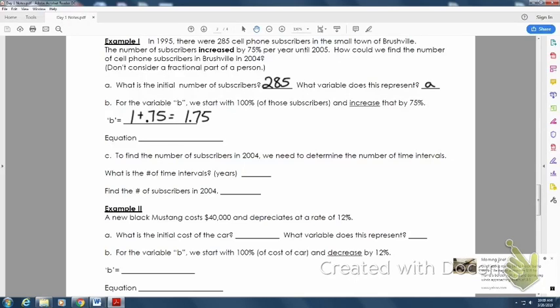Where's the 1 from? The 100%? Yes. What has helped some people is, anytime you see the word that's telling you, hey, this is growth, put 1 plus above it. That way you know you're going to do 1 plus whatever the percentage is. Okay. So your equation is going to be the A value, 285, times the B value, 1.75, to the power of x. That equation represents this whole situation.